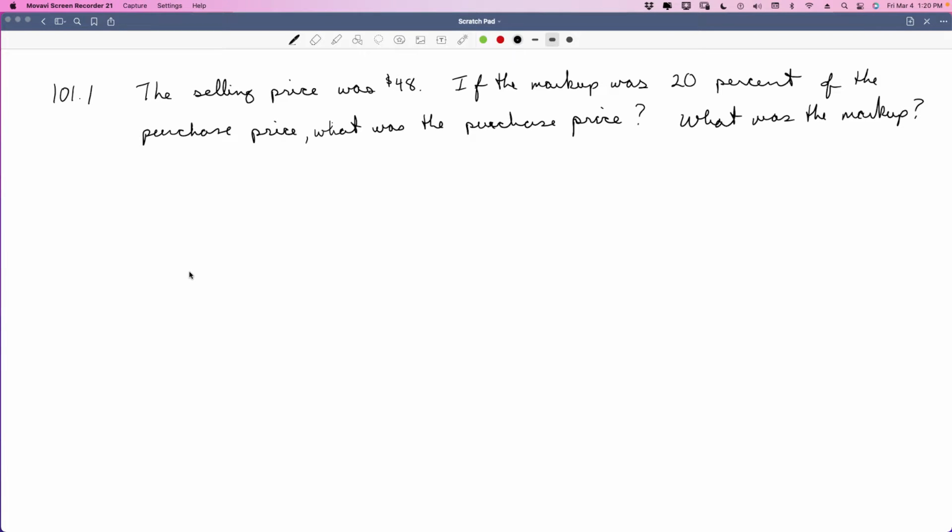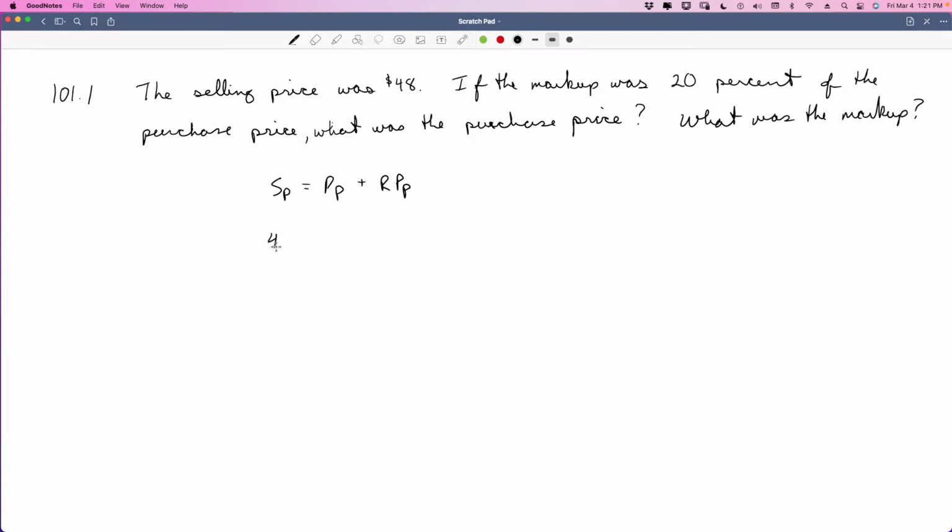So here's our first practice problem. The selling price was $48. If the markup was 20% of the purchase price, what was the purchase price? What was the markup? So first we're going to write out our formula. We know selling price is equal to the purchase price plus the rate times the purchase price.